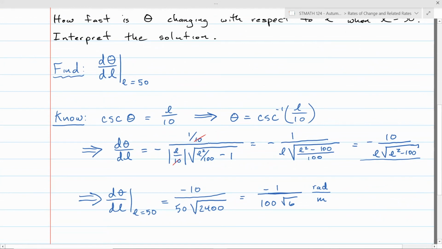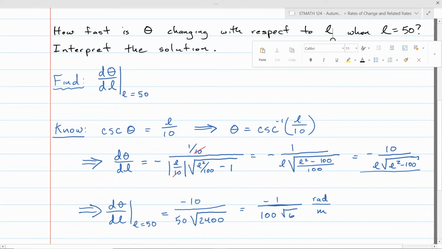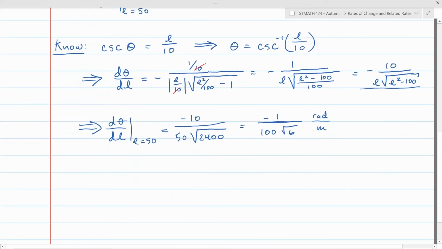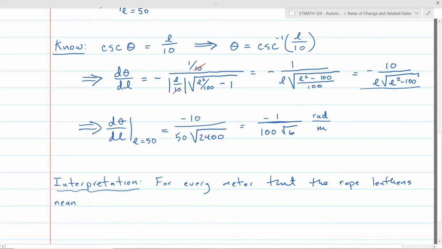This one's a little weird to interpret, but if we just think about the units for a second, if it's measuring radians per meter, this means that for every meter that the length of the rope lengthens, the angle decreases by that amount, negative 1 over 100 squared of 6. So the interpretation here is for every meter that the rope lengthens near L equals 50 meters, the angle changes by negative 1 over 100 squared of 6 radians.